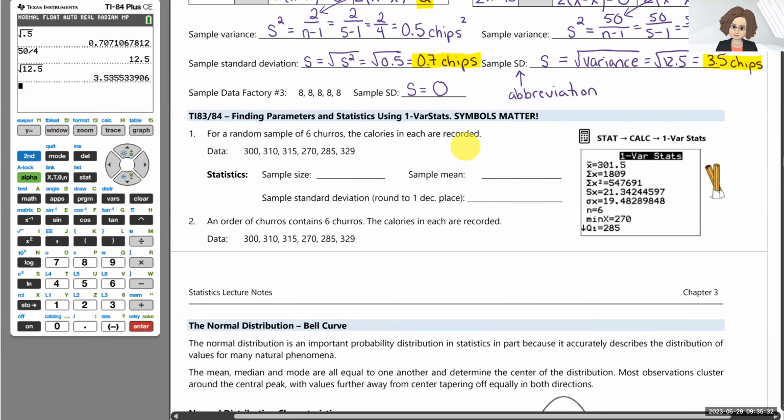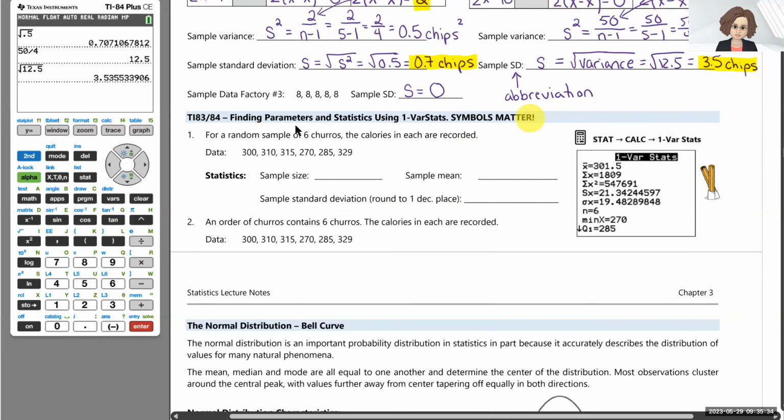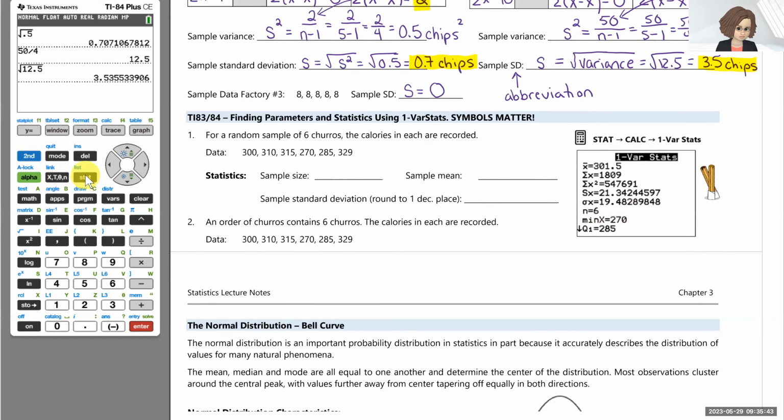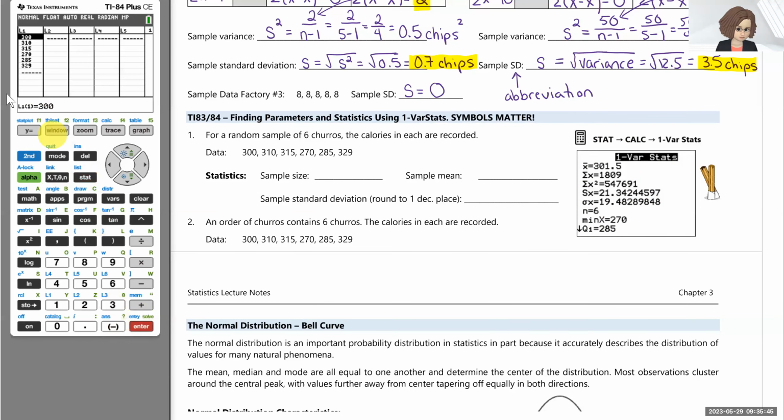All right, so I have a random sample of 6 churros and the calories are recorded. So if you want to get that in your calculator, so stat edit, and I've already entered that. So if you wanted to pause and enter your data, that would be the first step.